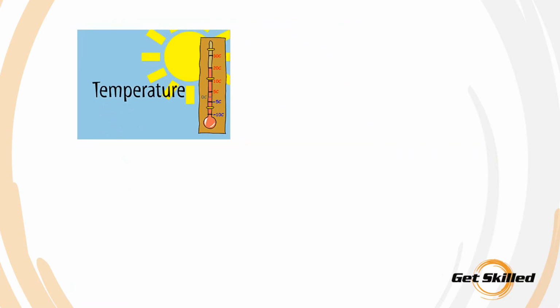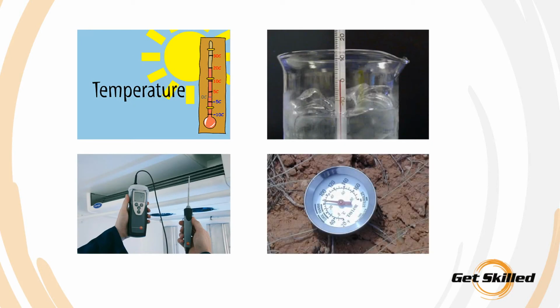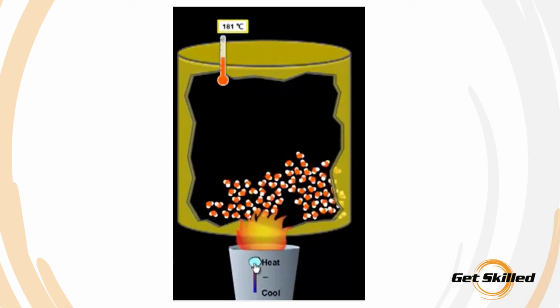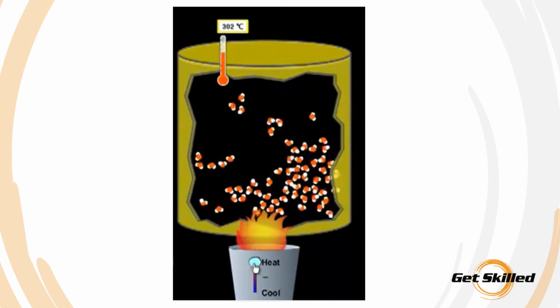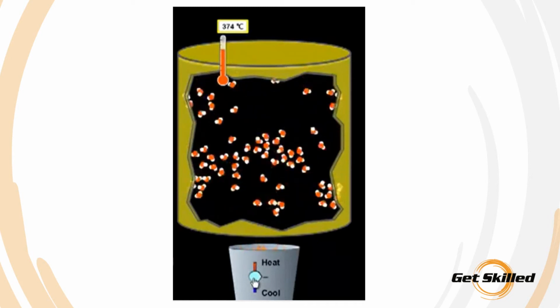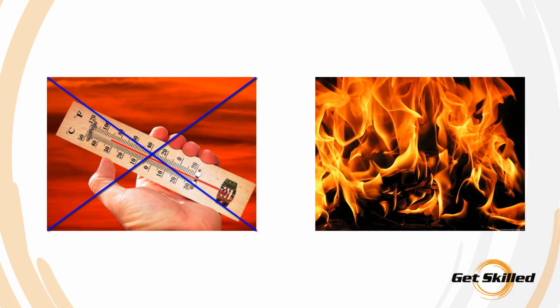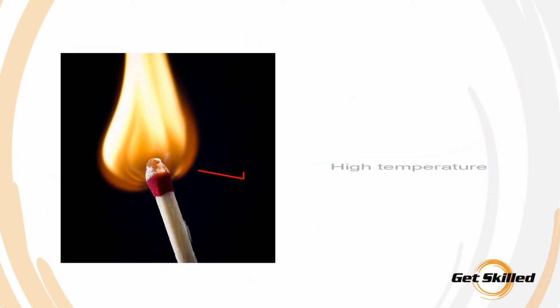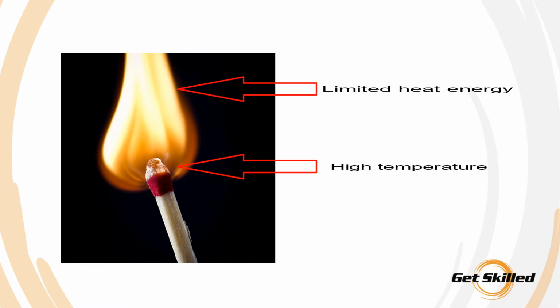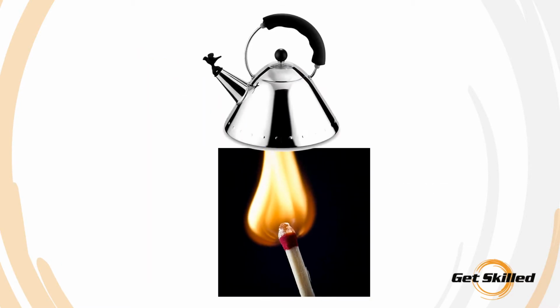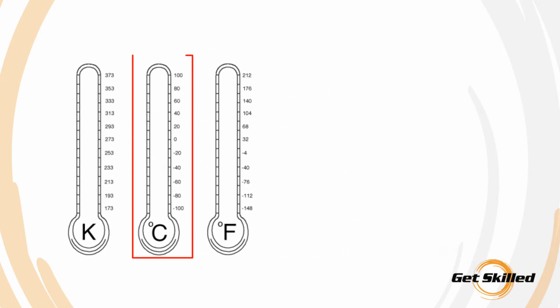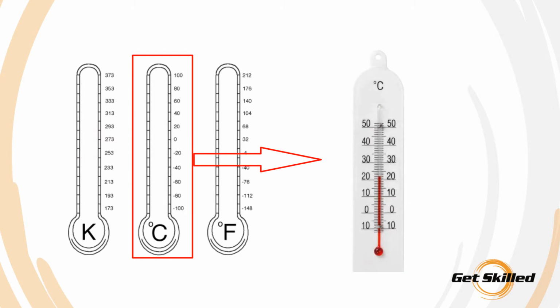Temperature is the degree or intensity of heat present in a substance. The temperature of an object is directly related to the thermal kinetic energy of its molecules, and therefore is related to heat. Temperature does not indicate how much heat is contained in a substance. For example, a lighted match may be hot enough to burn, but does not contain enough heat energy to boil a kettle of water. The temperature scale in common use today in Australia is the Celsius scale.